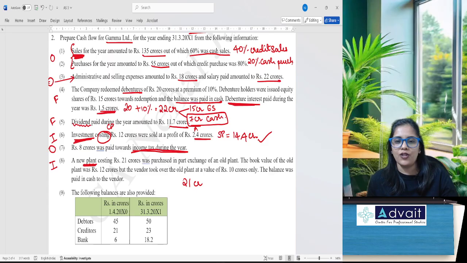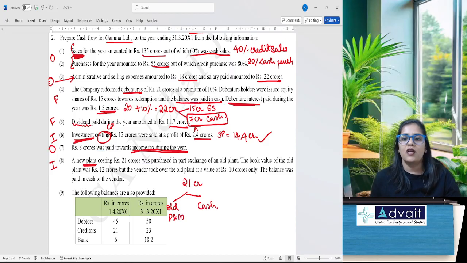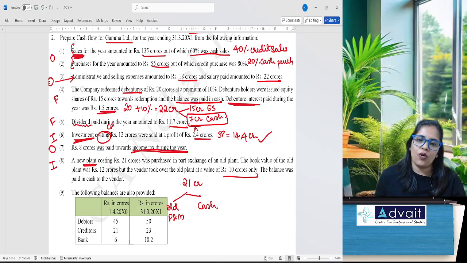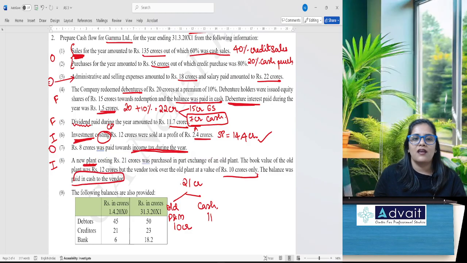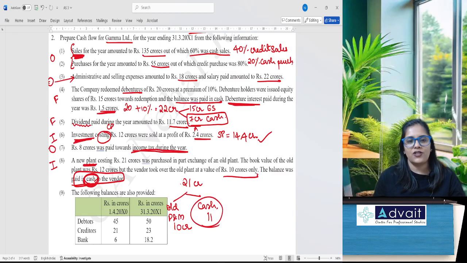Matlab, towards the new plant, we have to do two things. One, we have to give our old plant and machinery for some part, and for the other part, we have to pay cash. The book value of the old plant and machinery was 12 crores, but the vendor took over the plant only at 10 crores. So they took over the old plant and machinery only at 10 crores, the rest to be paid to the vendor in cash. So we have paid how much? 11 crores in cash, which should go to investing activities.